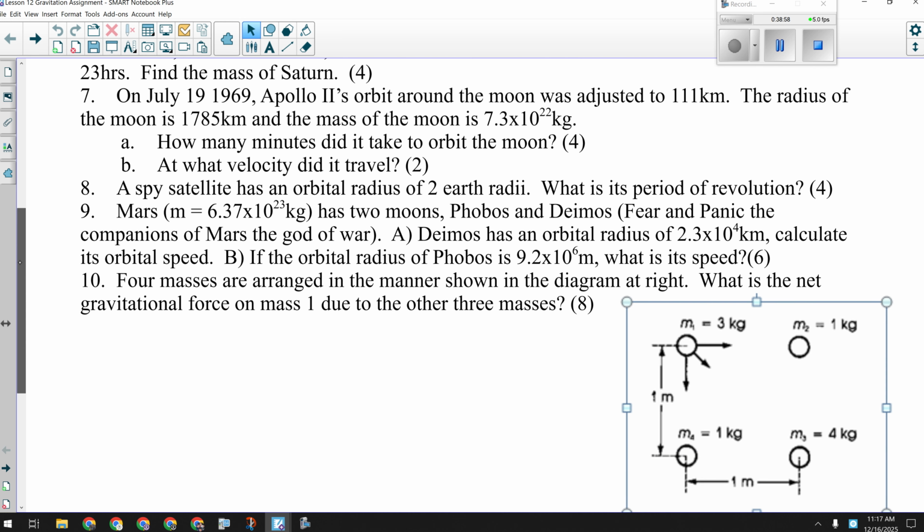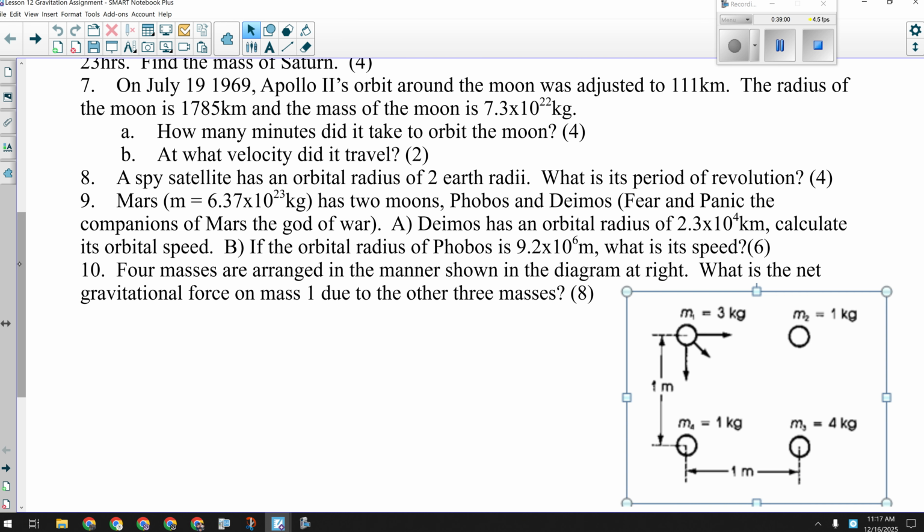And for number 8, spy satellite. Sometimes people get confused on this one. We only spy on ourselves. So this spy satellite is orbiting Earth. It doesn't explicitly say that, but I'm going to explicitly say that this spy satellite is orbiting Earth, because that's sometimes a useful piece of information. Number 9 is talking about Mars's natural satellites, its moons. Just simple satellite motion calculations there.